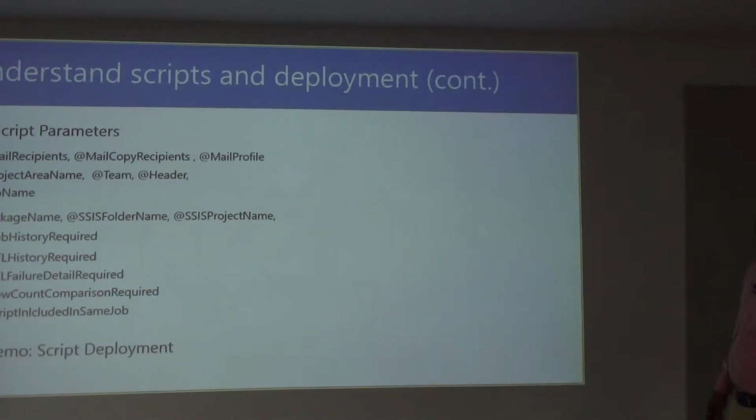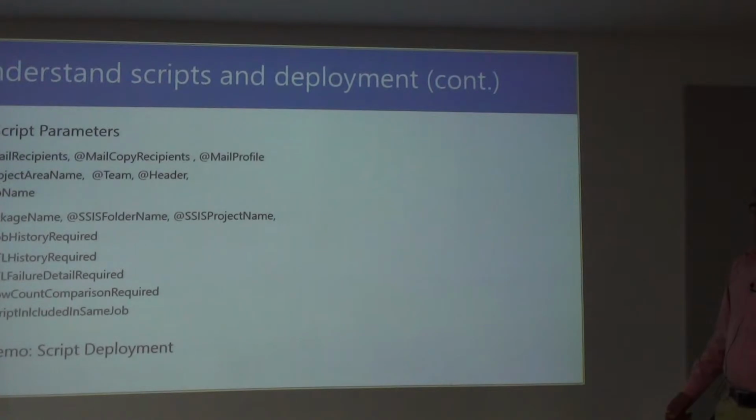The first three are mail recipients, copy and mail profile. Basic ones: to whom you want to send, what mail profile you want to choose. And subject area name is what should be the subject line of your email. So if I want sample data refresh as my subject line, then it will be that, and then 'is successfully completed on the server' will be appended to the subject line. What is the team? Team is the signature. Header, if you want a specific heading in your email.